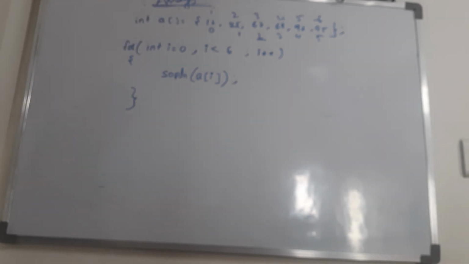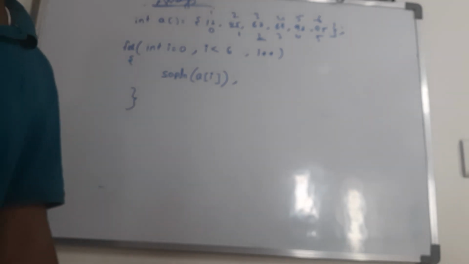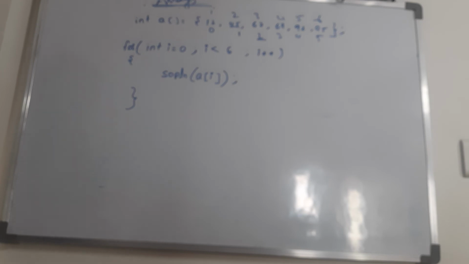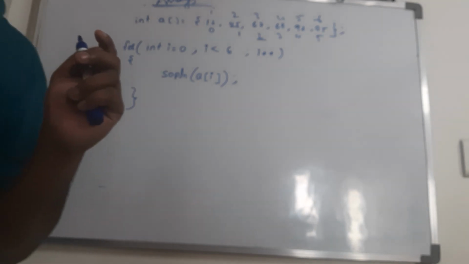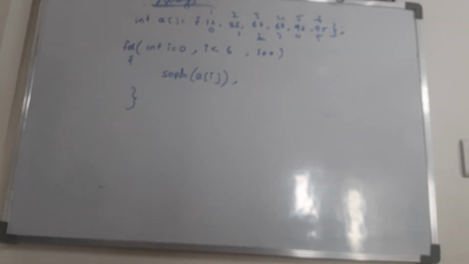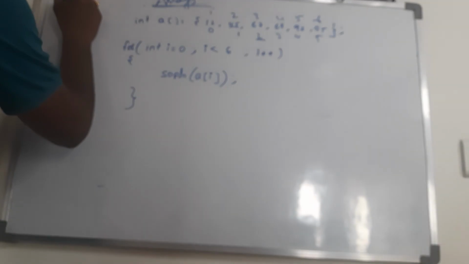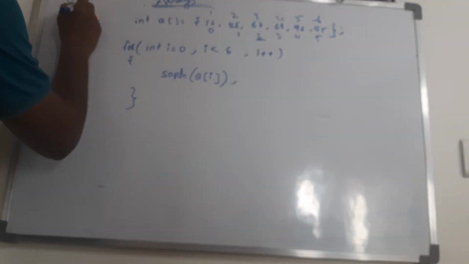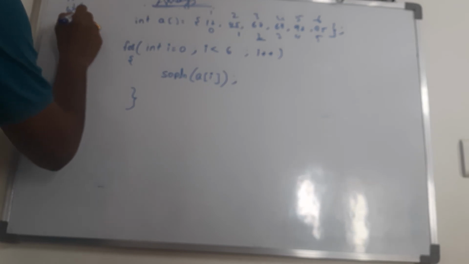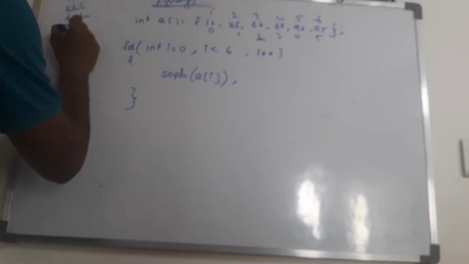And I told you there is a for each loop. I'll tell you later. I told you long back, when I started the loops, I told you about the for loop, while loop, do while loop, and for each.